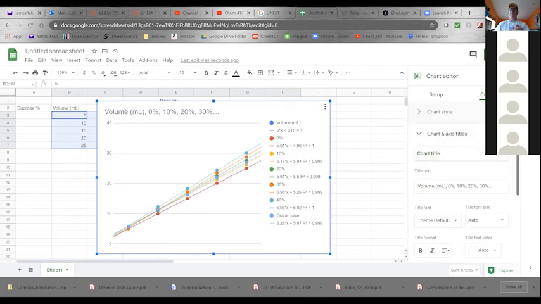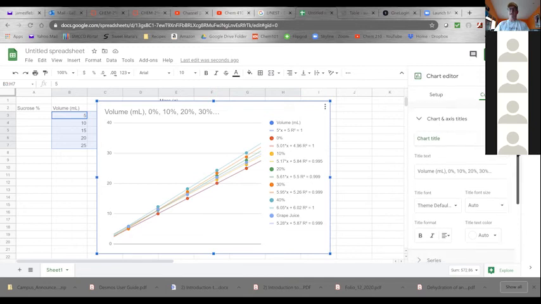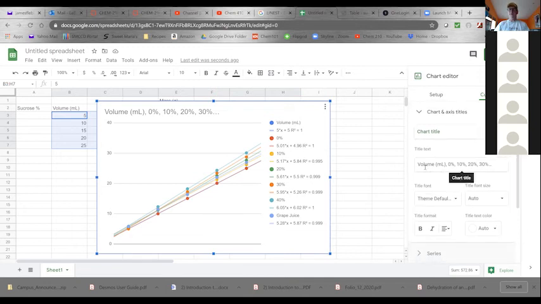So here, under chart and axis title, if you want to change the title, for instance, you can change the text to anything you want, like sucrose solution densities, something like that. Remember, you always want to have a title for a plot.